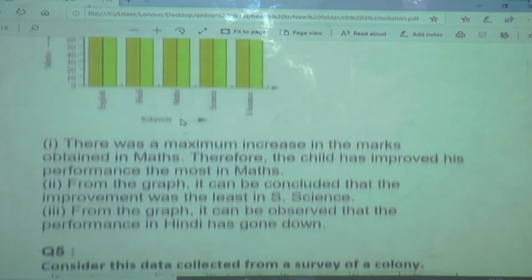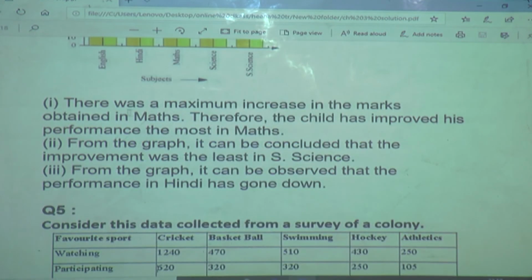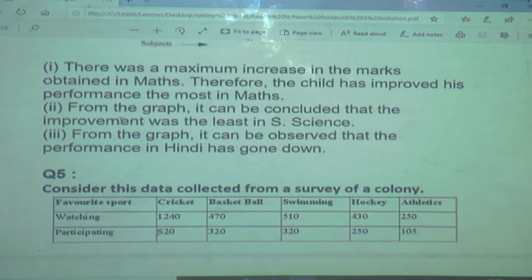We will see one of the questions given to us. We have already drawn the graph, so we will find out what the questions are. There was a maximum increase in the marks obtained in the math subject. Therefore, the child has improved his performance the most in math, because compared to the first term, in the second term in mathematics he got more marks.